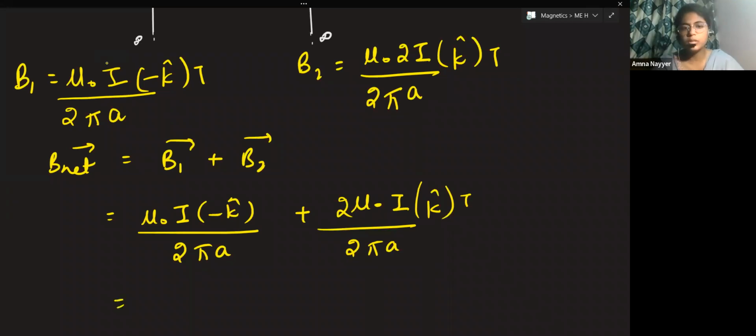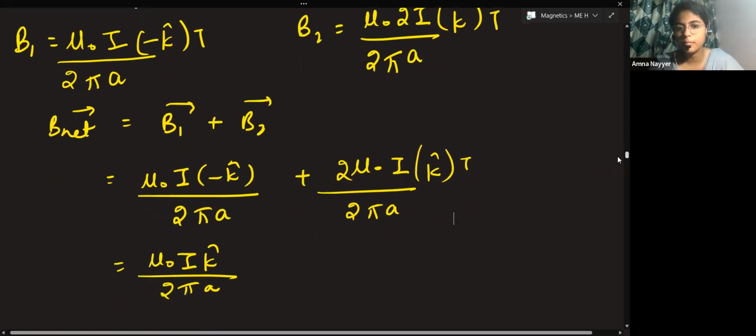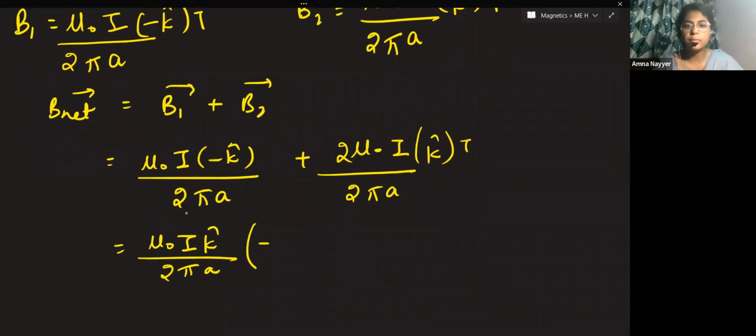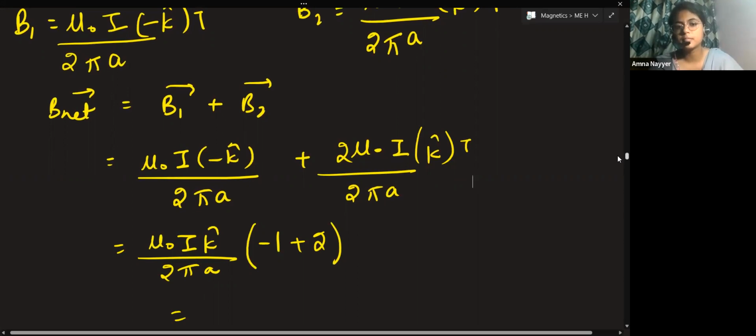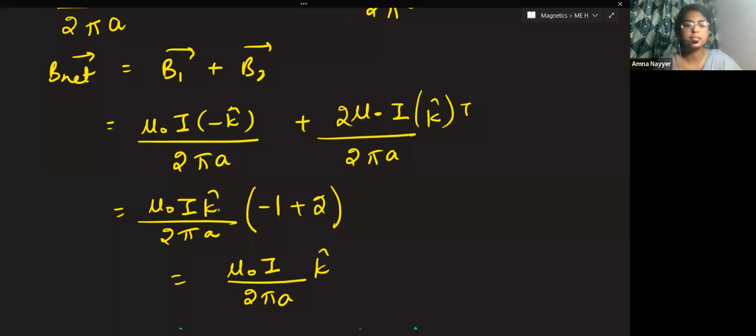You can do one more thing. You can take out the common mu naught I k cap divided by 2 pi a. So what is left? From here minus 1 is left, from here plus 2 is left. So the ultimate answer will become mu naught I divided by 2 pi a k cap Tesla. This is the resultant magnitude. Fine, class. This is your answer.